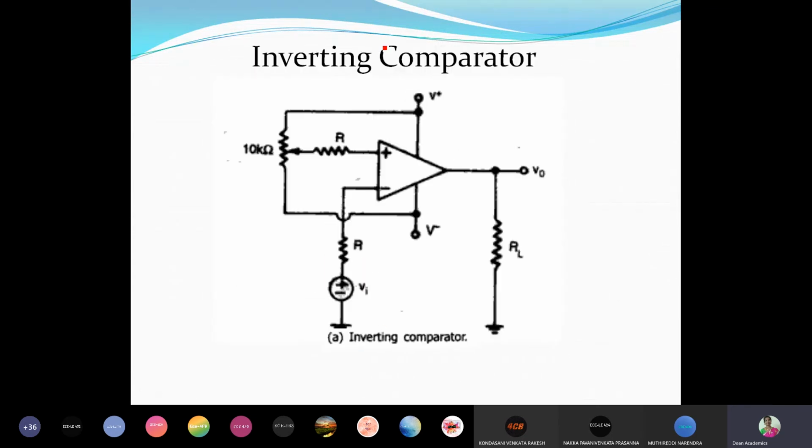Now let us see an inverting comparator. In the inverting comparator, input is given to the inverting input terminal. Input is applied here. And to the non-inverting input terminal, a reference voltage should be applied. Instead of connecting a separate reference voltage, we have connected this arrangement: between plus VCC and minus VCC, we connect a potentiometer. Depending on the position of this potentiometer, we will have the reference voltage. Whatever voltage you want, you can make that the reference voltage.